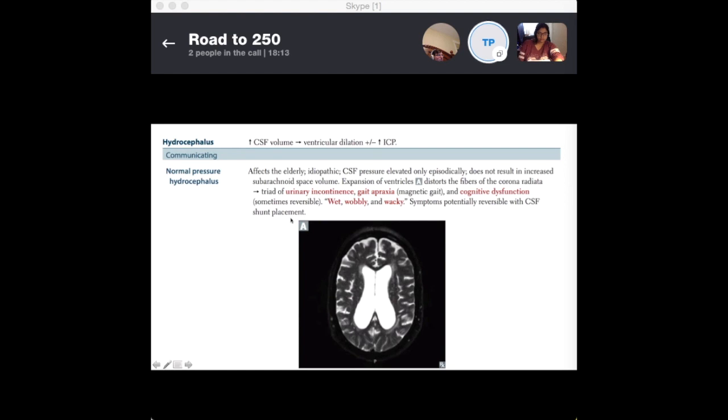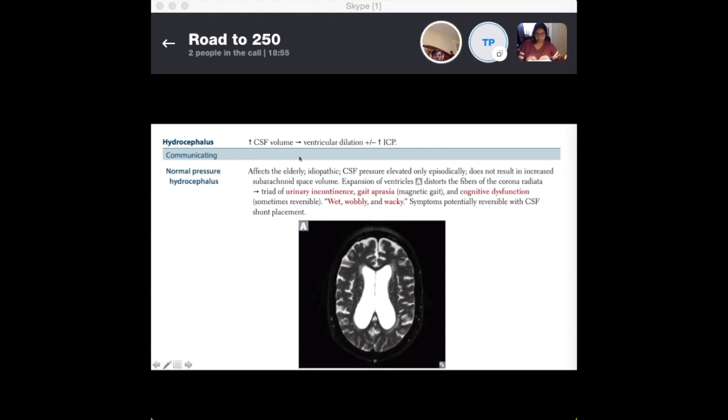The cause is going to be, for the most part, impaired CSF reabsorption, again, at the arachnoid granulations. And these patients' symptoms are presented in a triad, which is urinary incontinence, gait ataxia, and dementia, also known as wet, wacky, and wobbly. Most questions are super obvious when it comes to that. You can pick it out quite quickly. And if you're familiar with MRI, that'll make it that much easier. And this is also a reversible cause of dementia.